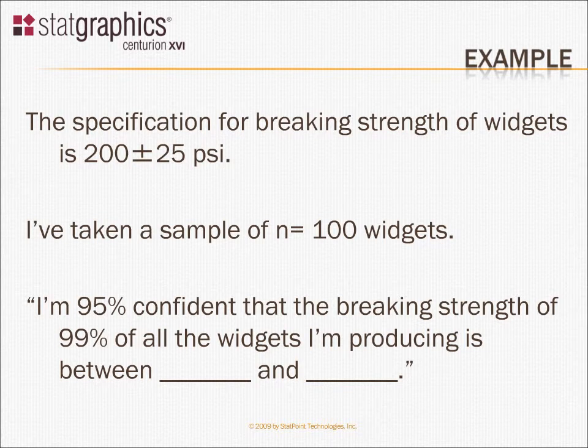As an example, I'm going to suppose that I make widgets. I'm also going to suppose that there's a specification on the breaking strength of the widgets I produce. Each widget is supposed to have a breaking strength within the range 200 plus and minus 25 psi. Now I've gone out and I've taken a sample of 100 widgets and measured the breaking strength of each one of them. The statement I'd like to make is similar to what I've written here. I'd like to say something like, I'm 95% confident that the breaking strength of 99% of all the widgets I'm producing is between blank and blank. And I'd like to use statistical techniques to fill in those blanks.